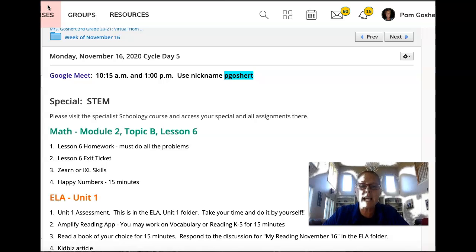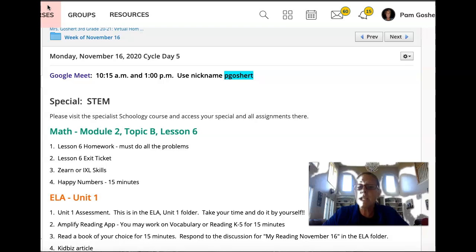So for math today, you're working in the Module 2 Topic B Lesson 6 folder. Number 1, Lesson 6 homework assignment. You must do all the problems. Hopefully you watched the instructional video and did your problem set on Thursday. So this is a continuation of that. You will submit that to Mrs. Goshert. Number 2 is your Lesson 6 exit ticket, and that also needs to be submitted.